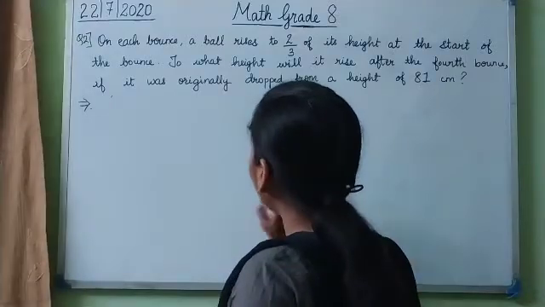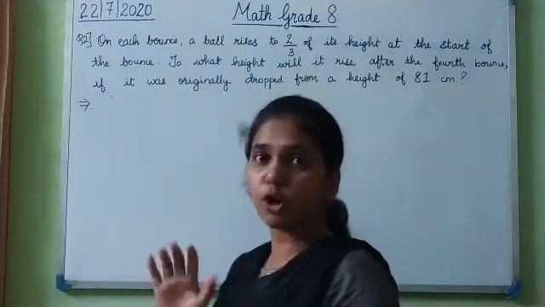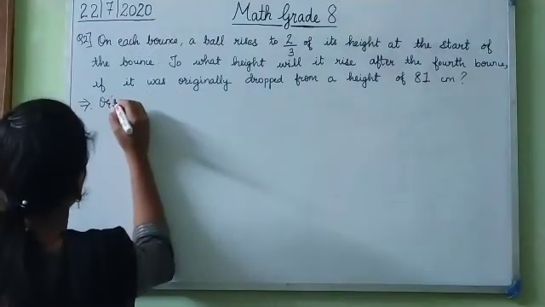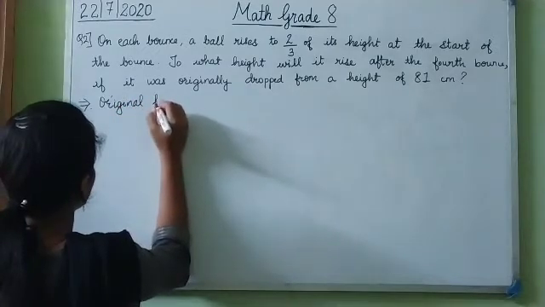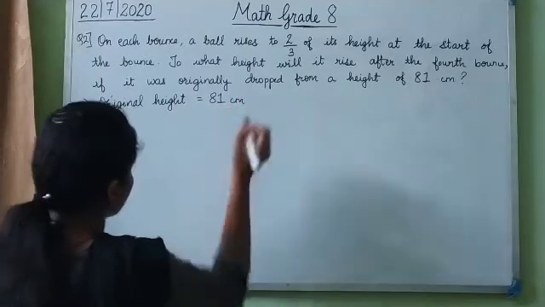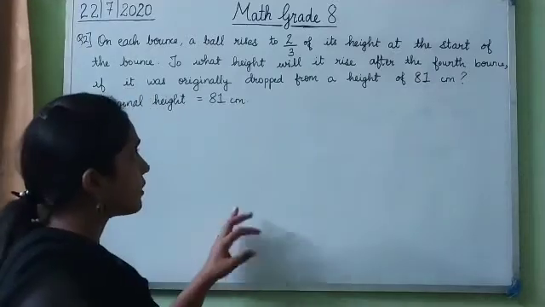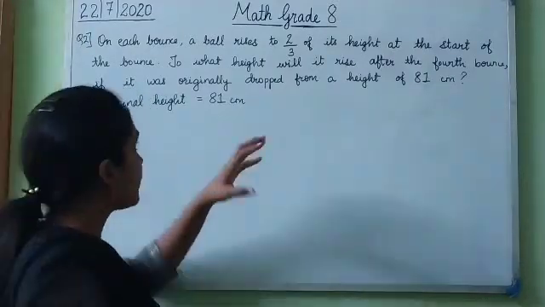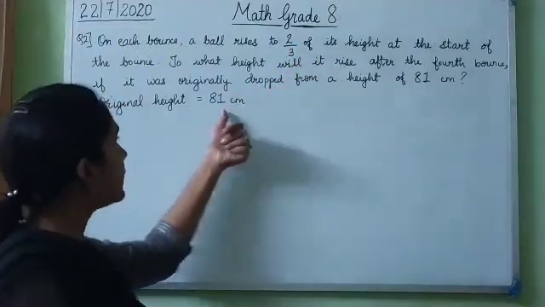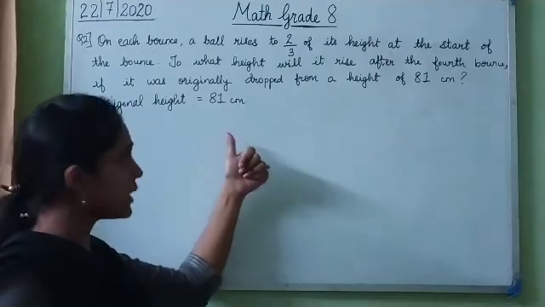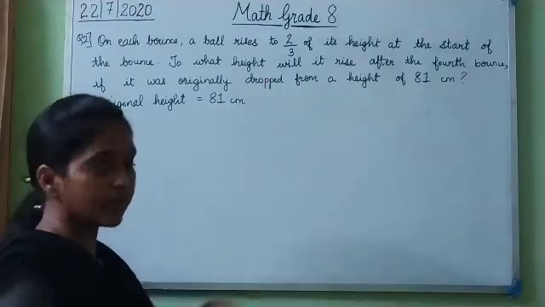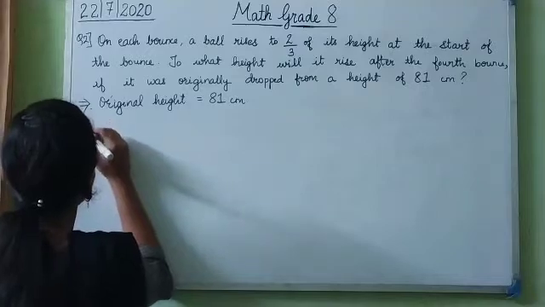So the original height is what? 81 centimeters. So the ball is dropped from a height of 81 centimeters. Okay. So I write original height is 81 centimeter. Now after the first bounce it will come to 2/3 of its original height. So what is the original height here? 81 centimeters. So after the first bounce it will come to a height of 2/3 of 81 centimeters.